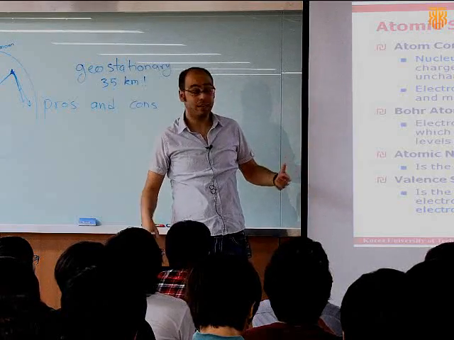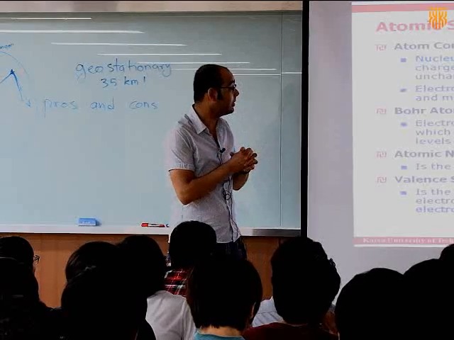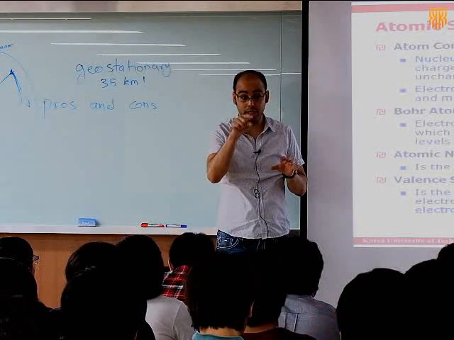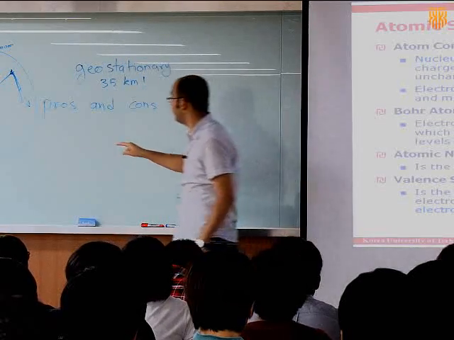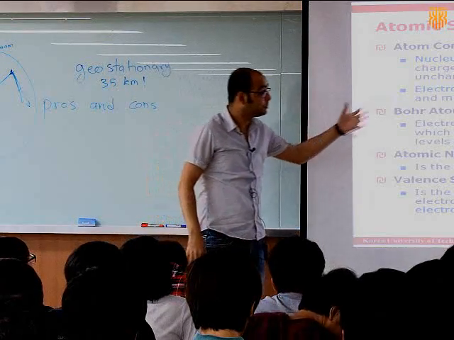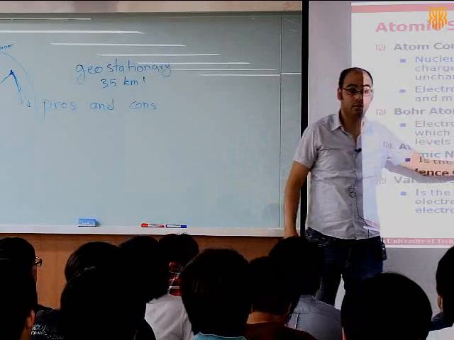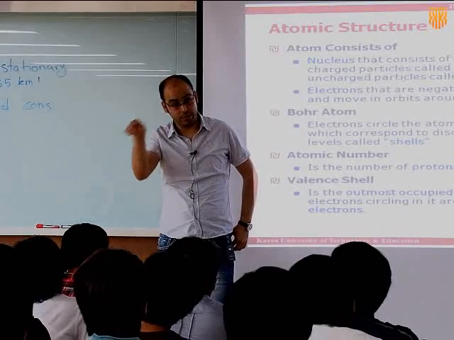So there is some guy, his name is Bohr. This guy said that the electrons circle the atom in a fixed orbit, like this one. In this study, they call it a shell. Shell, okay? We have several shells, okay?